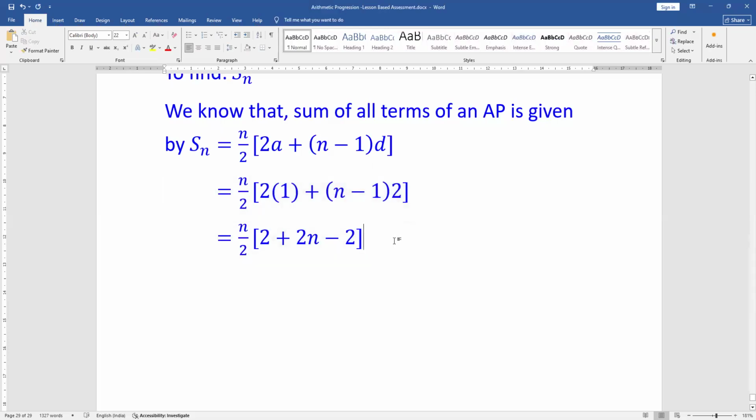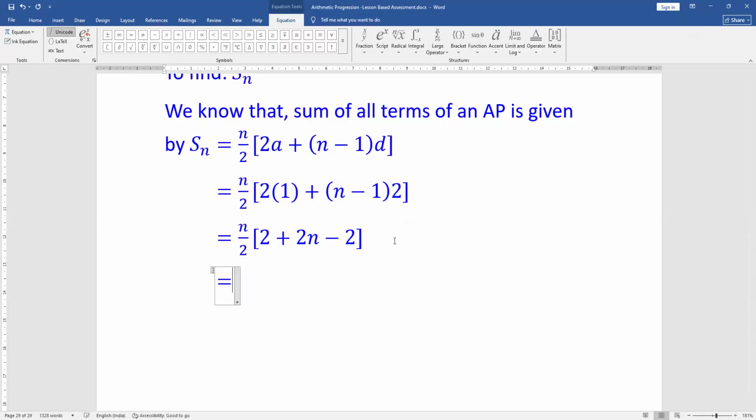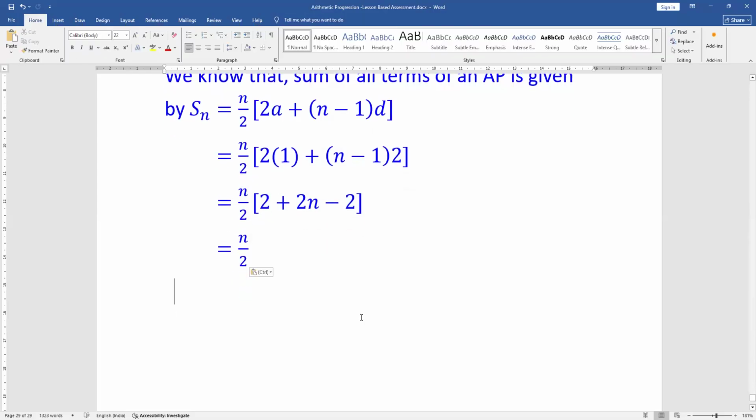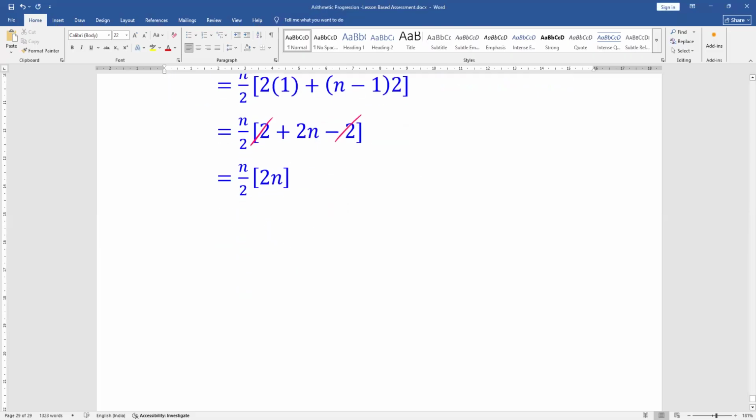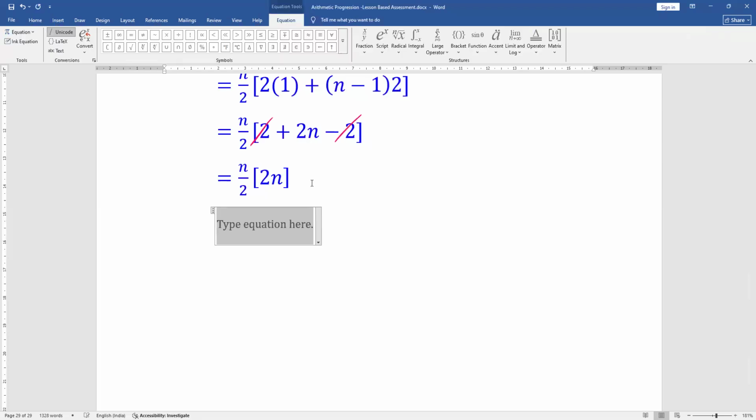After that, what do I do next, look. Here 2n by 2, now what gets cancelled? 2 and minus 2, right, people? So cancel this 2 and minus 2. You'll be left with 2n, correct? Now again the 2 cancels out there, correct? 2 cancels again, equal to n into n.